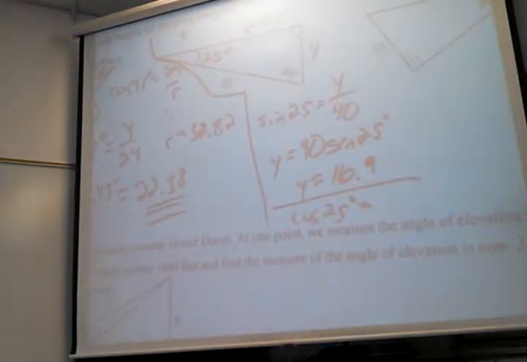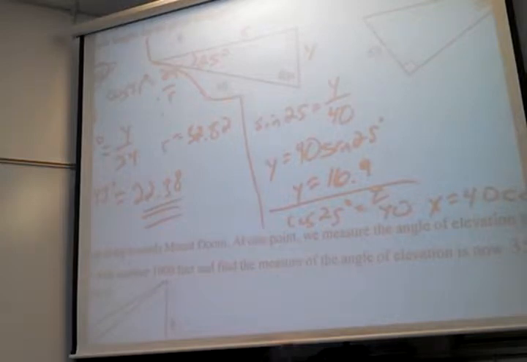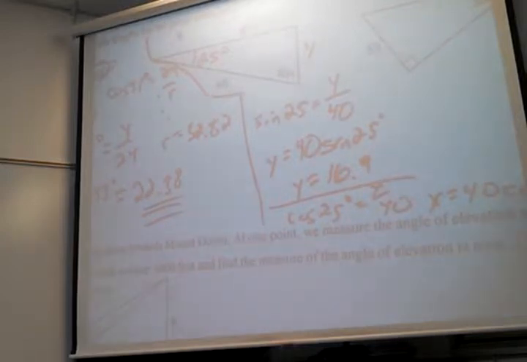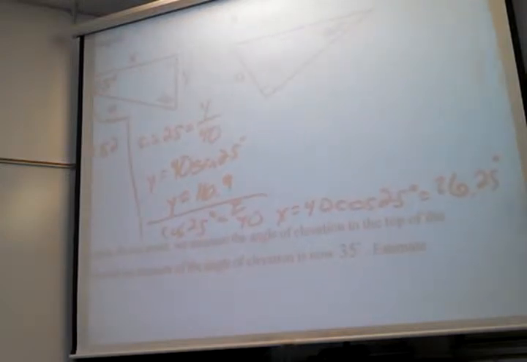How do I make it? X over 40. Beautiful. The x side over the hypotenuse. X over 40. So x is 40 times cosine of 25, which is 36.25. Yeah, there it is.